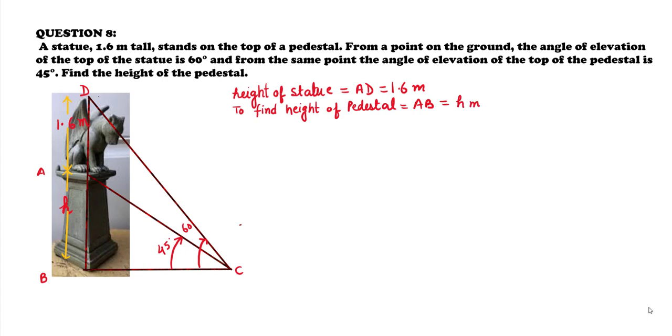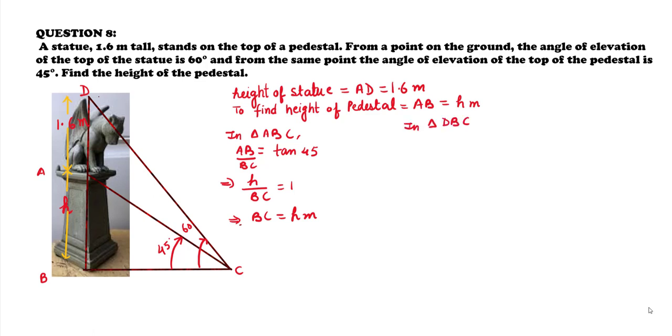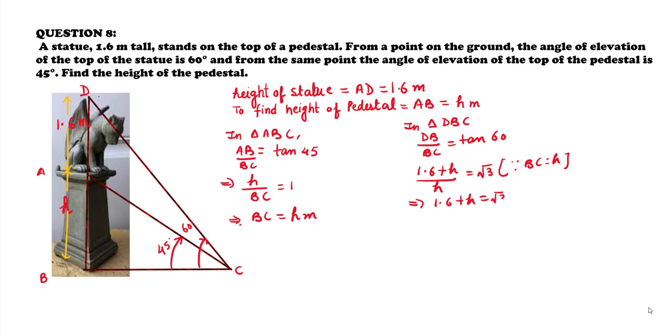So let us take triangle ABC first. In triangle ABC, we have AB upon BC is equal to tan 45. And we know the value of tan 45, it is 1. So that implies h upon BC is equal to 1. That implies BC is equal to h. So now in triangle DBC, we have DB upon BC is equal to tan 60. That implies (1.6 plus h) upon h is equal to root 3. And why is BC h? Because we have already proved it in triangle ABC.